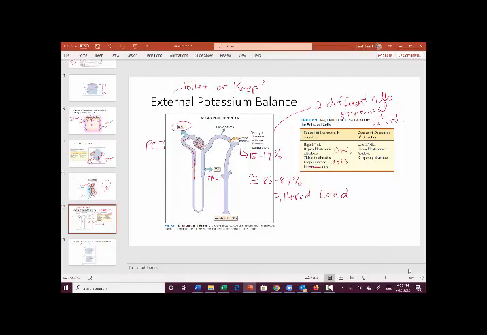Now conversely, potassium-sparing diuretics like amiloride and spironolactone are going to inhibit the actions of aldosterone, either inside the cell or by blocking channels on the apical membrane. Again, I talked about this in your electrolyte lecture. So I just went through some of those reasons, ways to regulate potassium secretion, again, in the variable region of the principal cells.